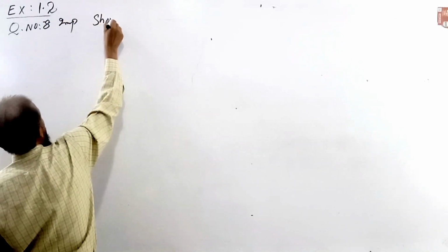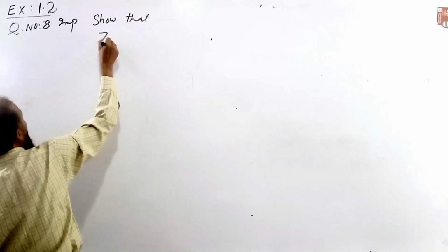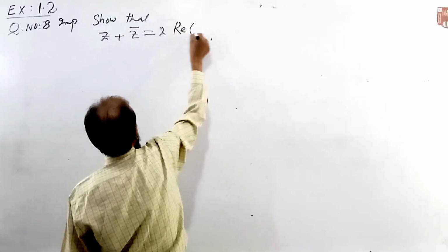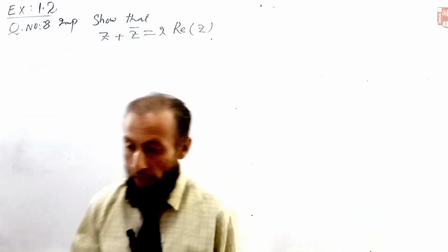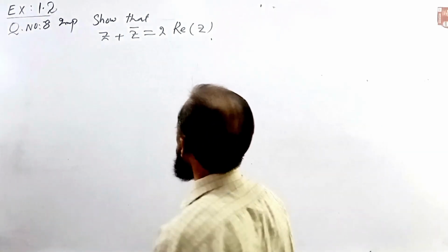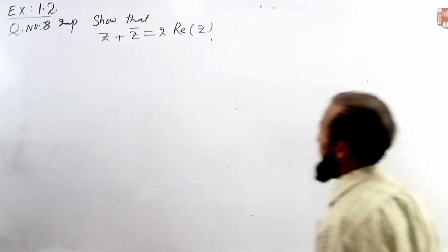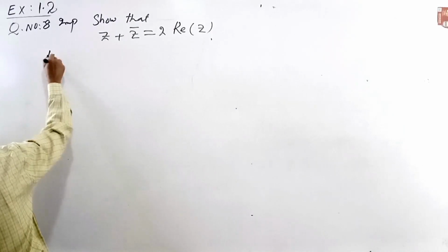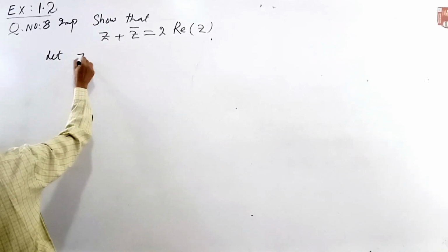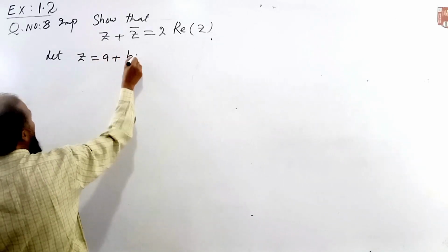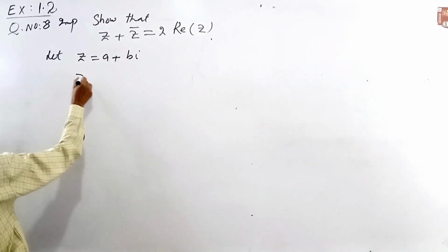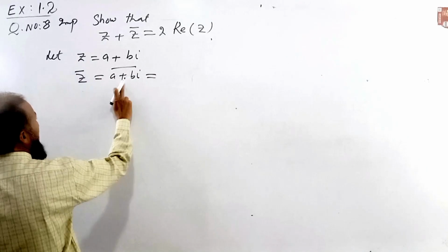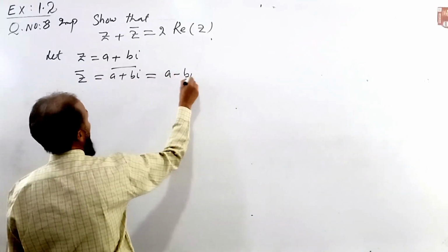Prove that z plus z conjugate is equal to 2 real part of z. First of all, we take the left hand side. Suppose that z is equal to a plus bi. Now first of all we need the conjugate. The conjugate of a plus bi, the sign is changed, is a minus bi.